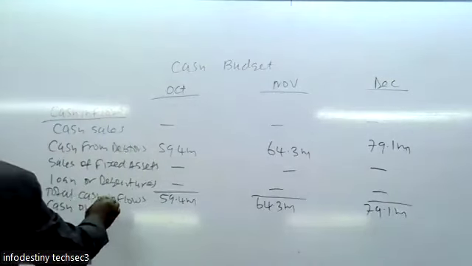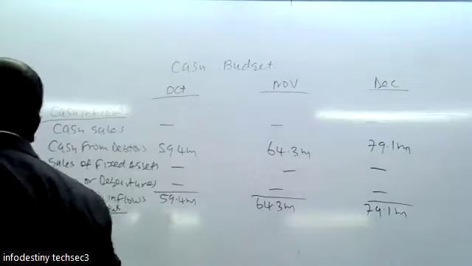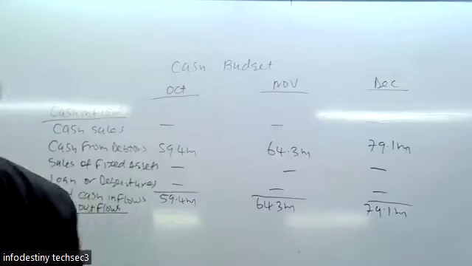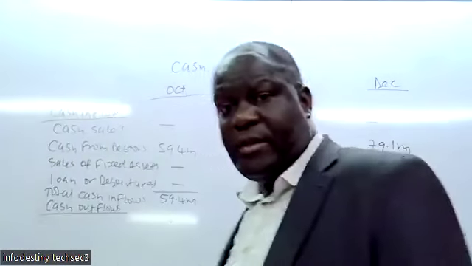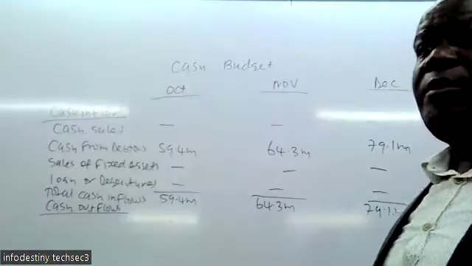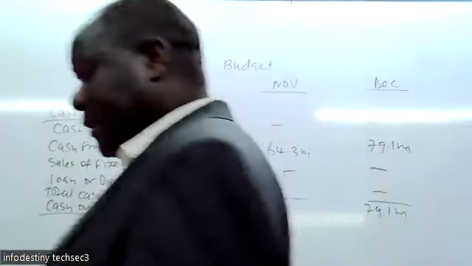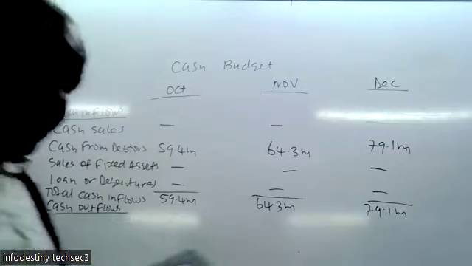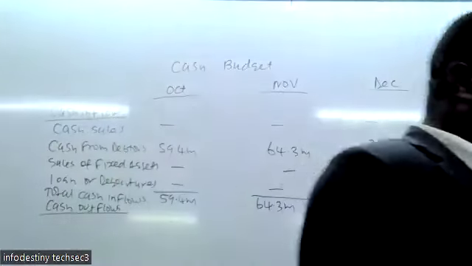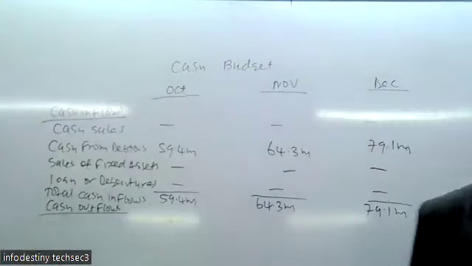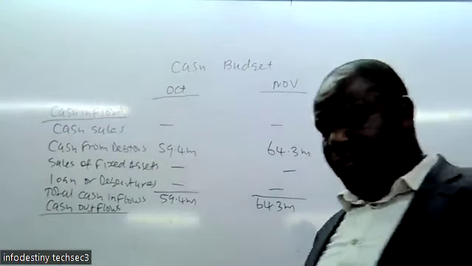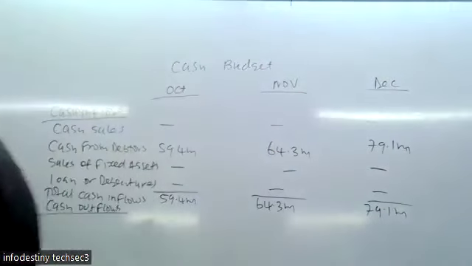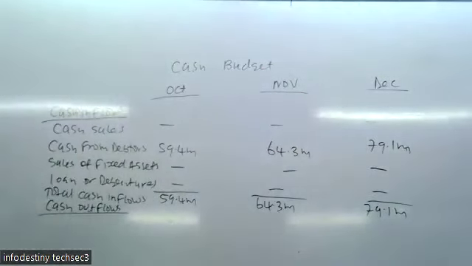Cash outflows. Among the cash outflows, we start with the purchases. Purchases are the same as your creditors in case you are able to buy on credit. They gave you raw material purchases for September, October, November, and December. Then they have said that the farm plans to pay its creditors in full in the month following that of purchases.